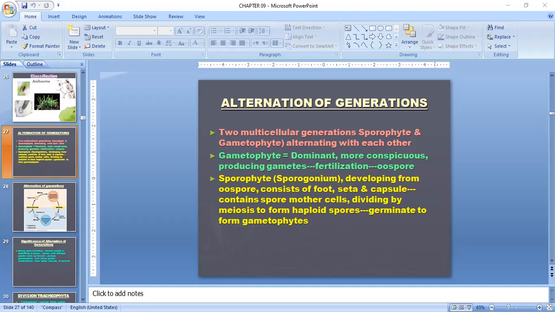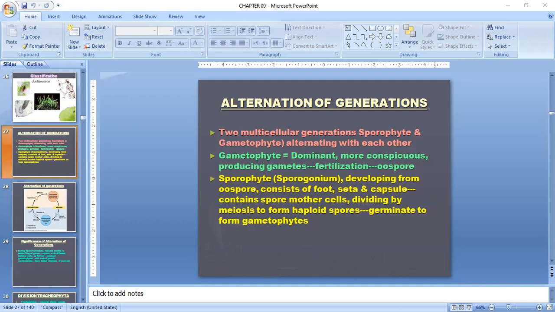Gametophyte, multicellular haploid, mitosis takes place. The gametes, the male and the female gametes, will be produced. If they are produced on the same plant, then that is going to be monoecious. And if they are produced on two different plants, then that is said to be a dioecious condition. All this has been discussed in the previous lecture.